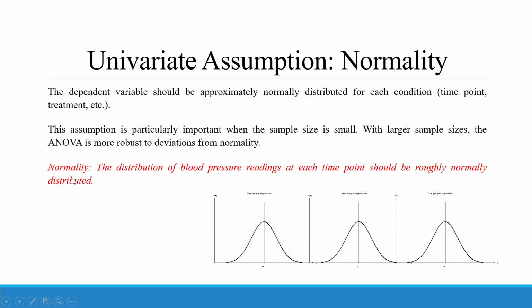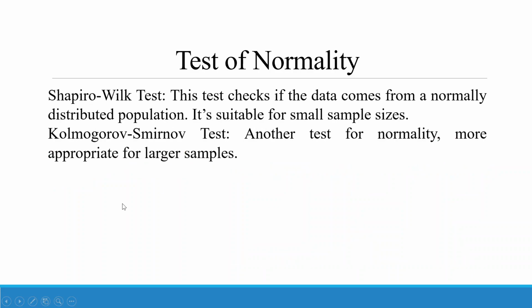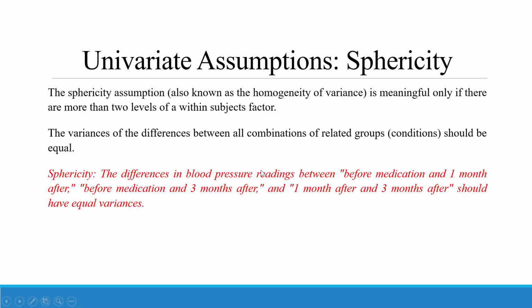Example of the normality, the distribution of the blood pressure readings at each time point. Let's say the time points are T1, T2 and T3. So the distribution of blood pressure readings at each time point should be roughly normally distributed. So we are having some formal testing methods to test the normality. Shapiro-Wilk test for small sample size and Kolmogorov-Smirnov test is for the large sample size to test the normality in the data. The next is the assumption of sphericity.